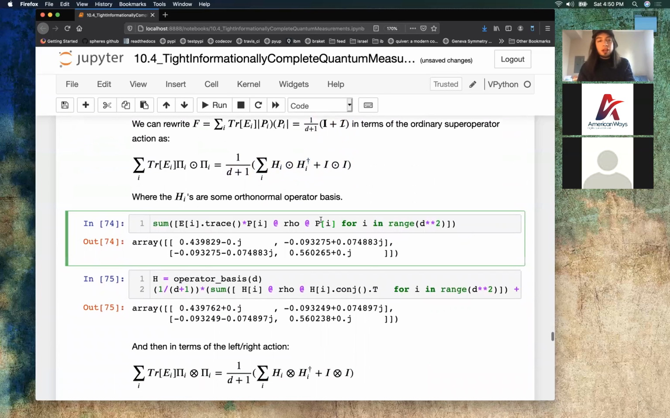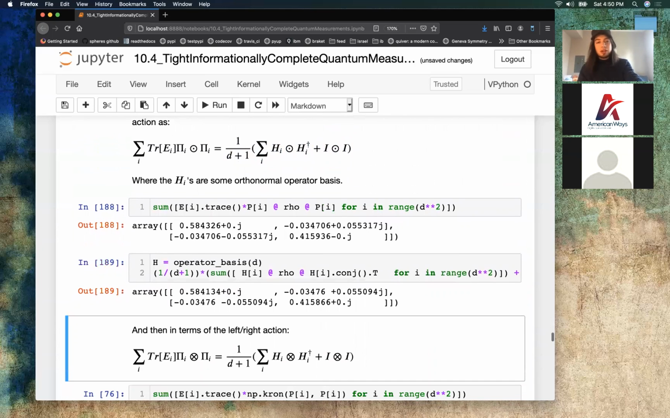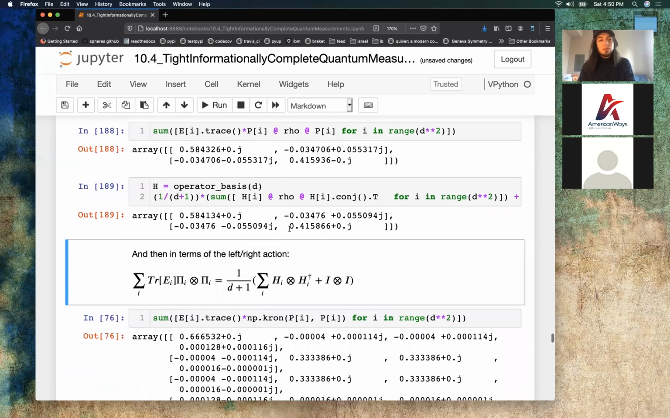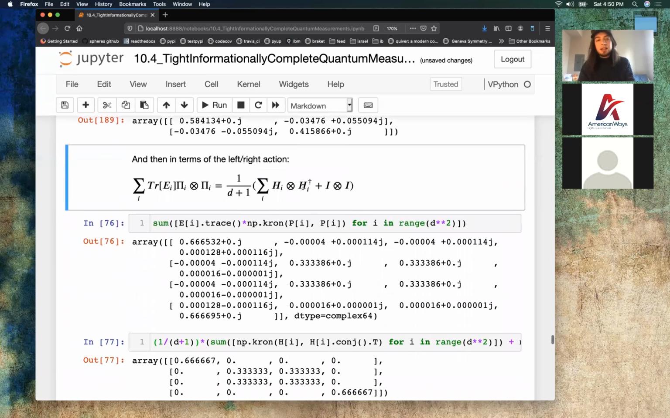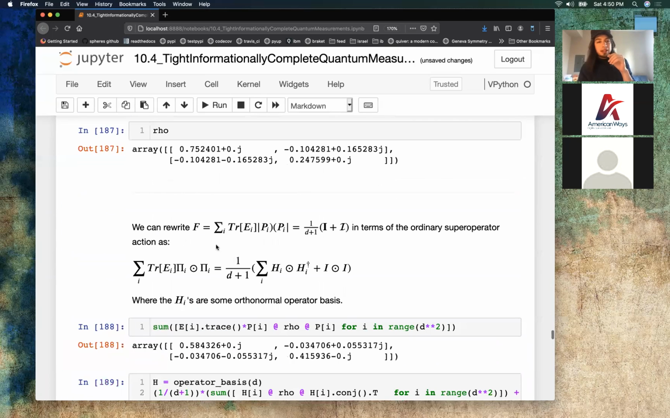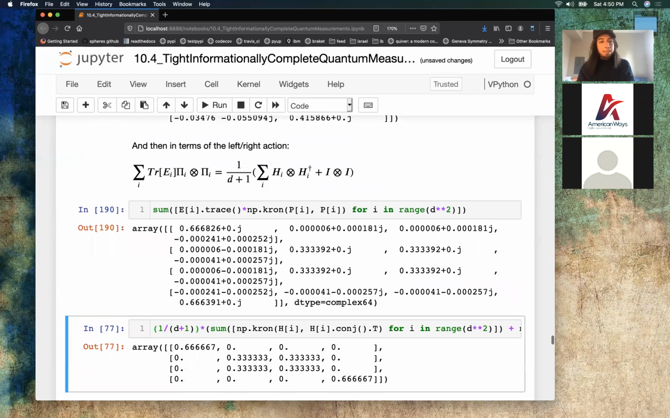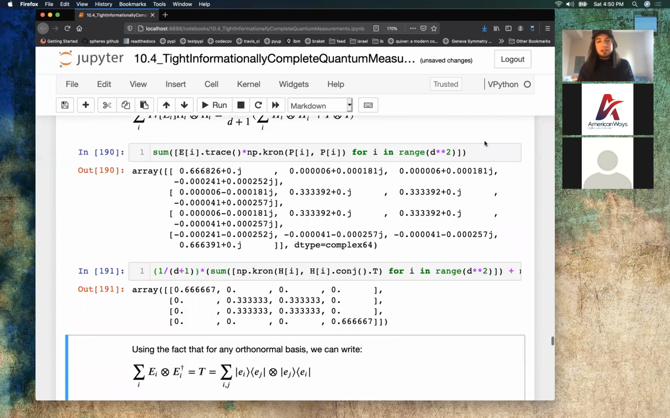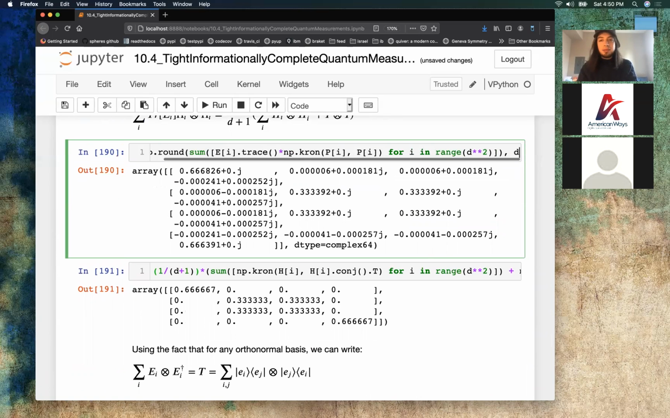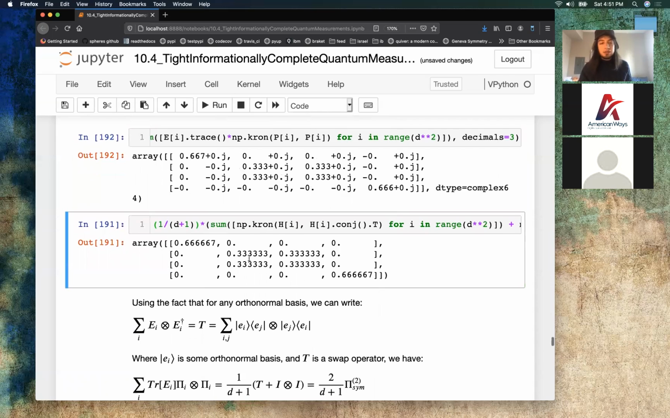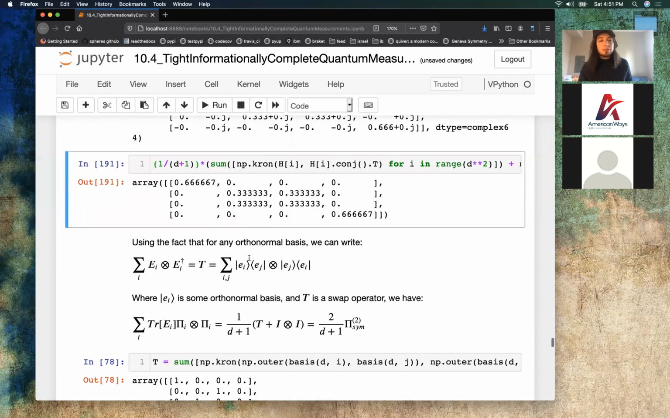So this just shows that it in fact works. This is just the left-hand side. This is just the right-hand side. We can also rewrite that in terms of the left-right action, which amounts to replacing these little sockets with tensor products. And indeed, when we do that, this just looks horrendous, and there's a little numerical error there. But we basically get what we wanted. That's the frame super operator as we found.